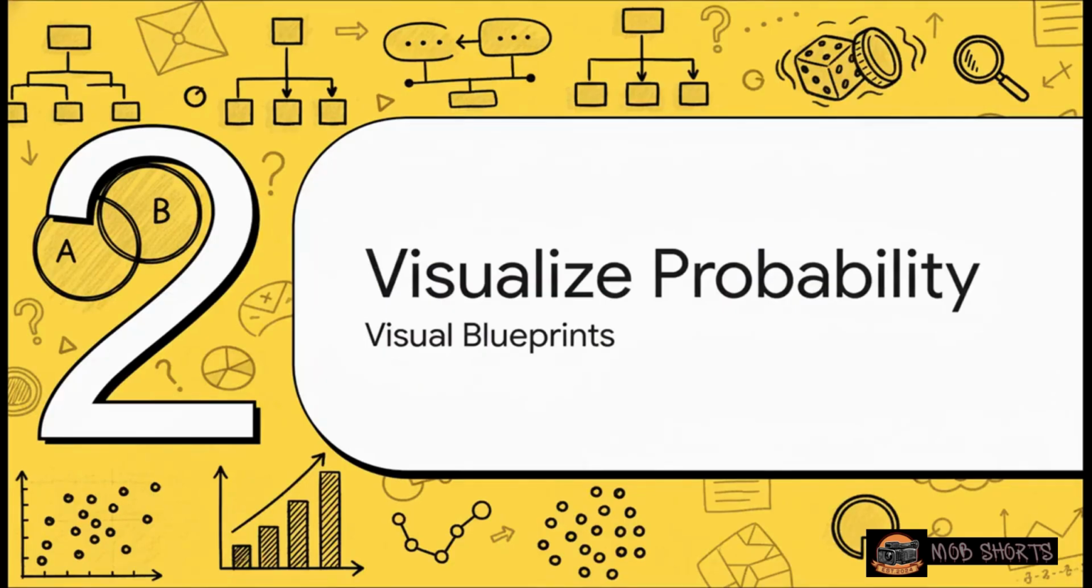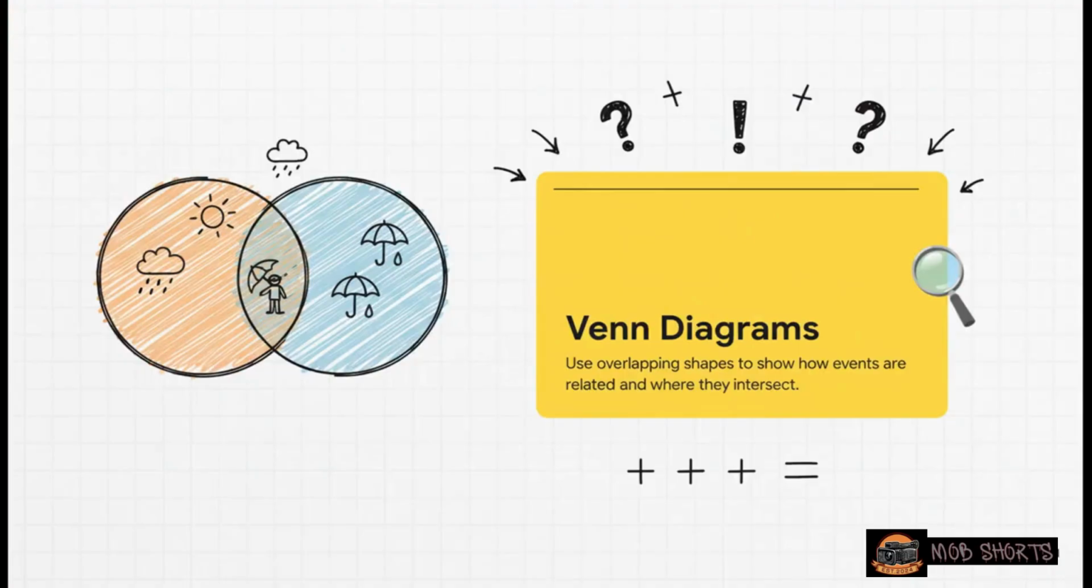All right, tray 1 is stocked with our rules. Now let's pull out the second tray, our visual blueprints. Look, sometimes the formulas are great, but you just need to see the problem. These are the diagrams that help us map everything out, organize our thoughts, and, honestly, help us avoid making silly mistakes. First up, you know this one, the classic Venn diagram.